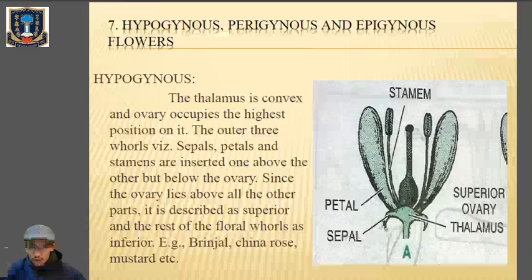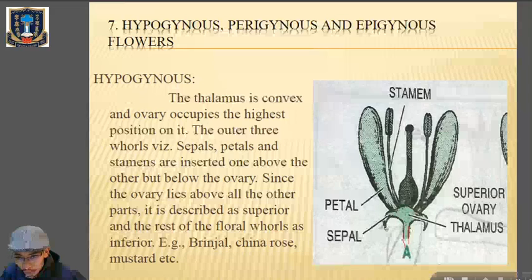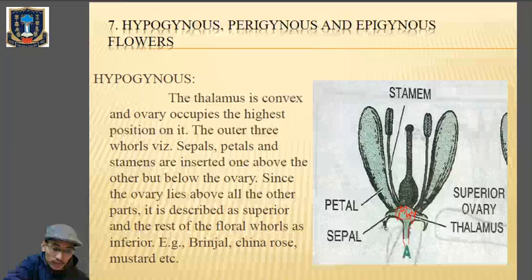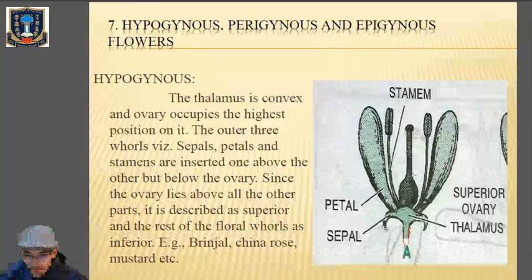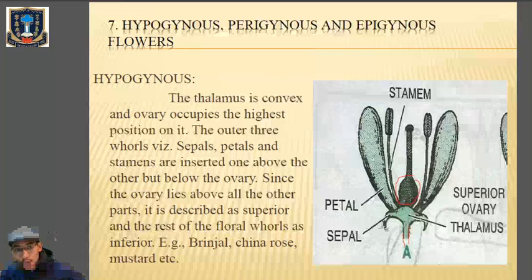In case of hypogynous flower, the thalamus is convex. Can you see over here? This longer stalk is the pedicel part, and the swollen part is the thalamus part. The structure of the thalamus is convex, and the ovary occupies the highest position on it. This one is the ovary part, this one is the thalamus part. Now the outer three whorls, that is sepals, petals and stamens, are inserted one above the other.